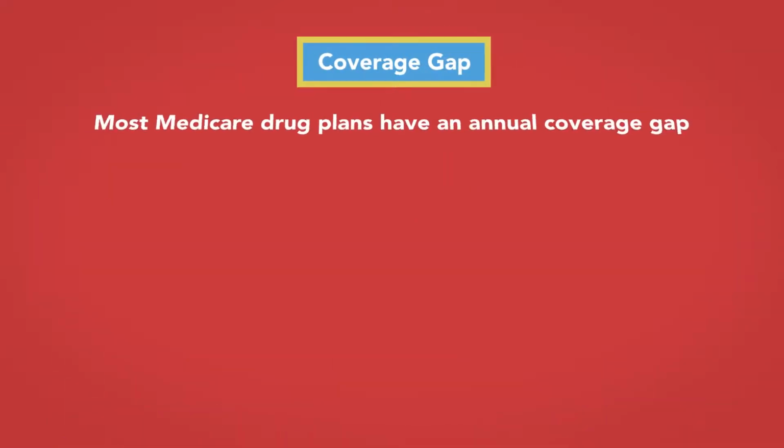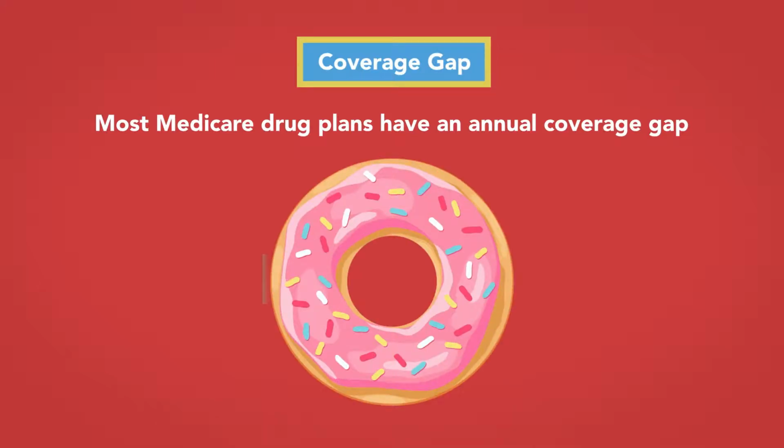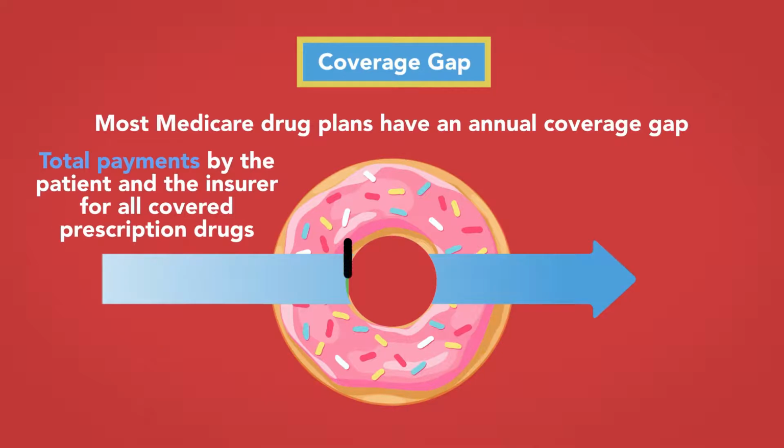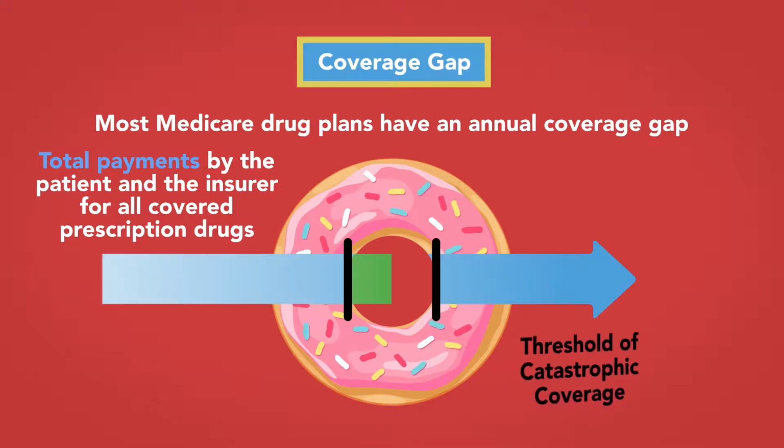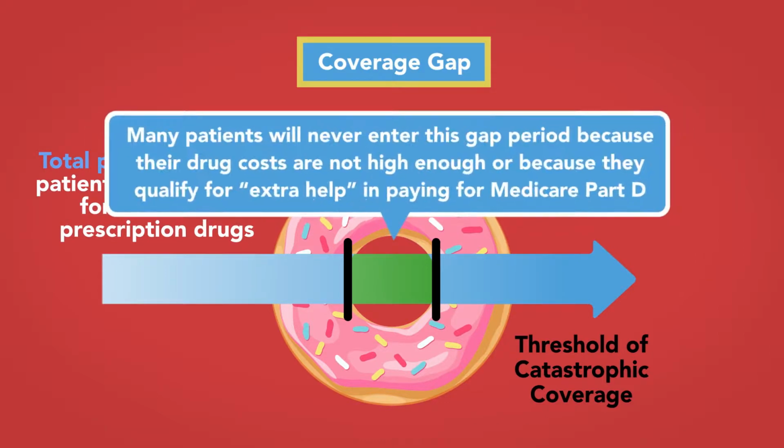Coverage gap. Most Medicare drug plans have an annual coverage gap, also sometimes referred to as the donut hole. The gap begins when the total payments by the patient and insurer for all covered prescription drugs reaches a certain amount, related to the total coverage by the plan, and ends when the patient has paid up to the threshold for catastrophic coverage. Many patients will never enter this gap because their drug costs are not high enough, or because they qualify for extra help in paying for Medicare Part D.